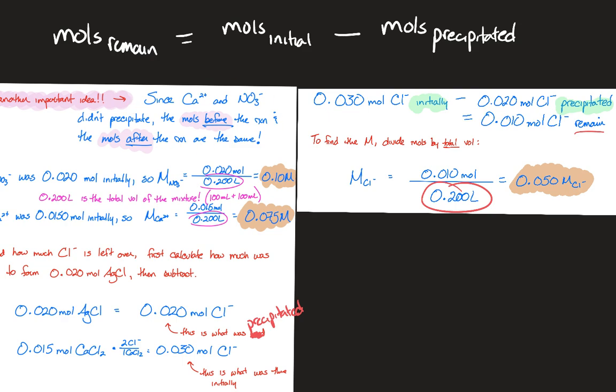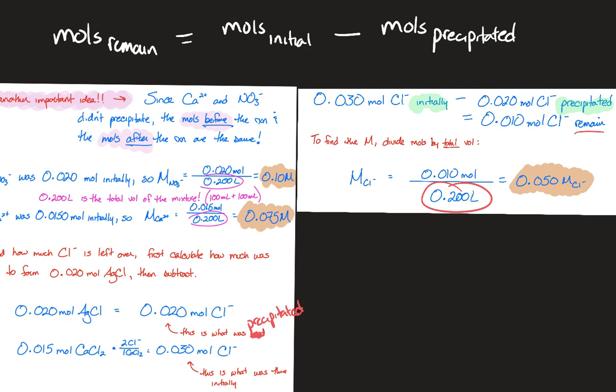If it's limiting, your moles initial and your moles precipitated are the same. So you would have some number minus itself, which gives you 0, which again is how we got the idea that silver has 0 molar concentration in solution. And then if it's something like chloride, where only some of it precipitates, then you do your moles initial minus moles precipitated, and you get what's left over. So in this case, 0.01 molar.